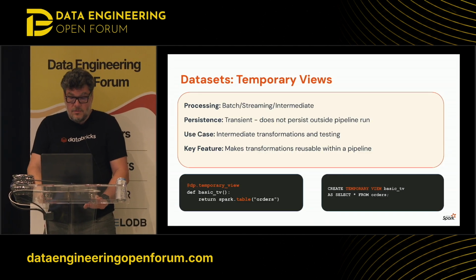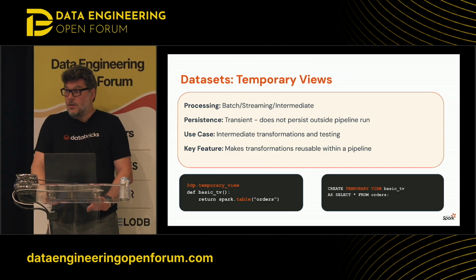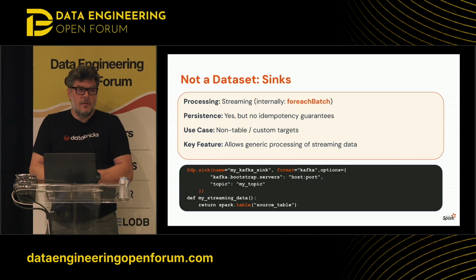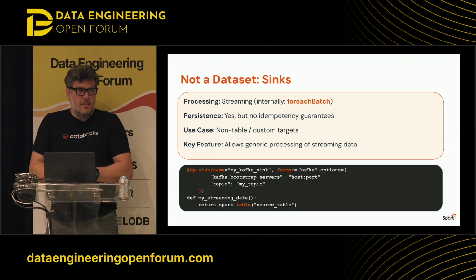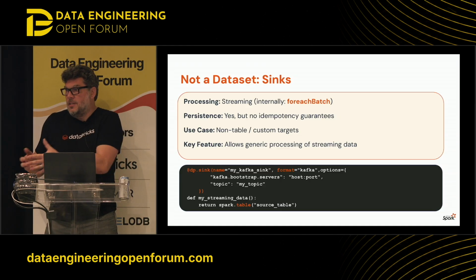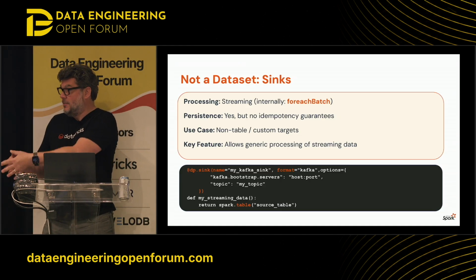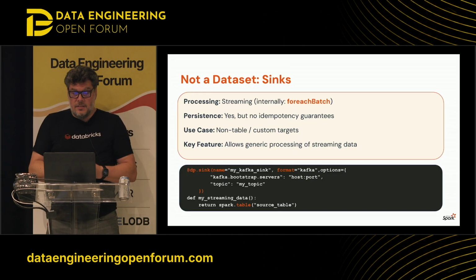Okay, so these were all the data sets. Is that all that's in the pipeline? Well, there's a little bit more, because not everything is a table, right? Sometimes you want to write to a target that's not a table. Maybe you want to write back to a Kafka. And so for that, we have sinks, right?